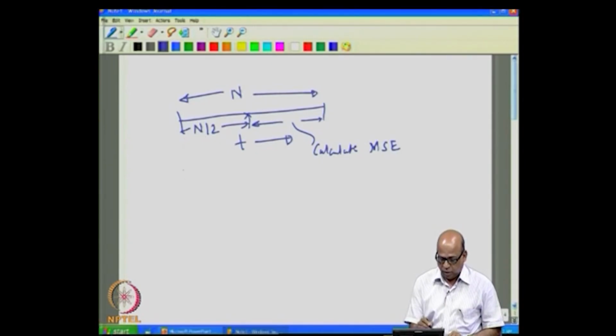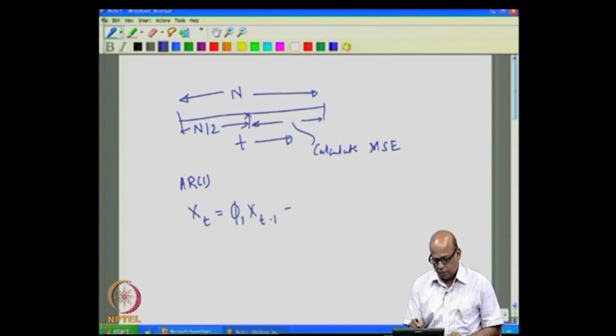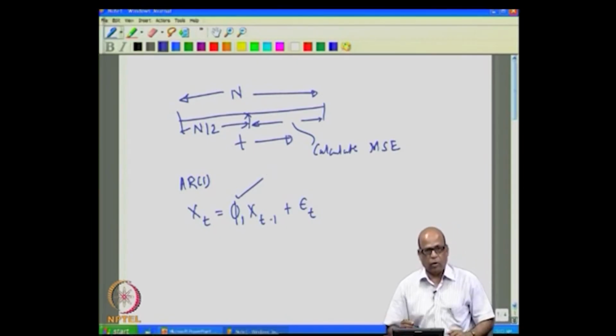Let us say that you have fit an AR1 type of model using this particular data. When I say you have fit the model, it means that the parameters have been estimated for this particular model. How do I write this? We write this as x t is equal to, in our notation, phi 1 x t minus 1 plus epsilon t. Now, this is the model that we have written and we have estimated the parameter phi 1 using one of the algorithms.